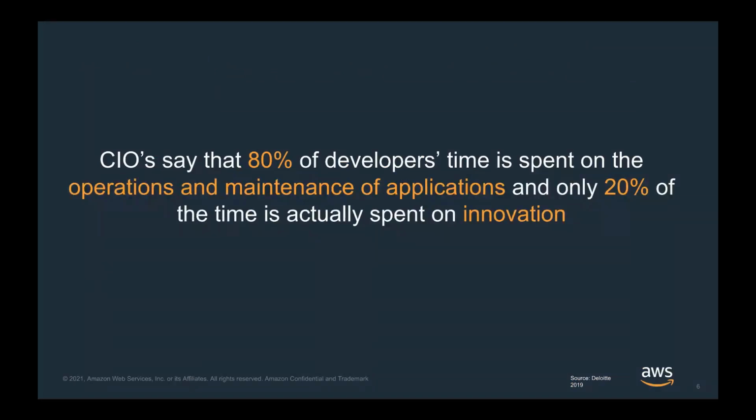we did some market research here, and we asked CIOs what their biggest challenge is. They basically said about 80% of the developer's time is really spent on operating and maintaining the application, and 20% is actually spent on innovation.